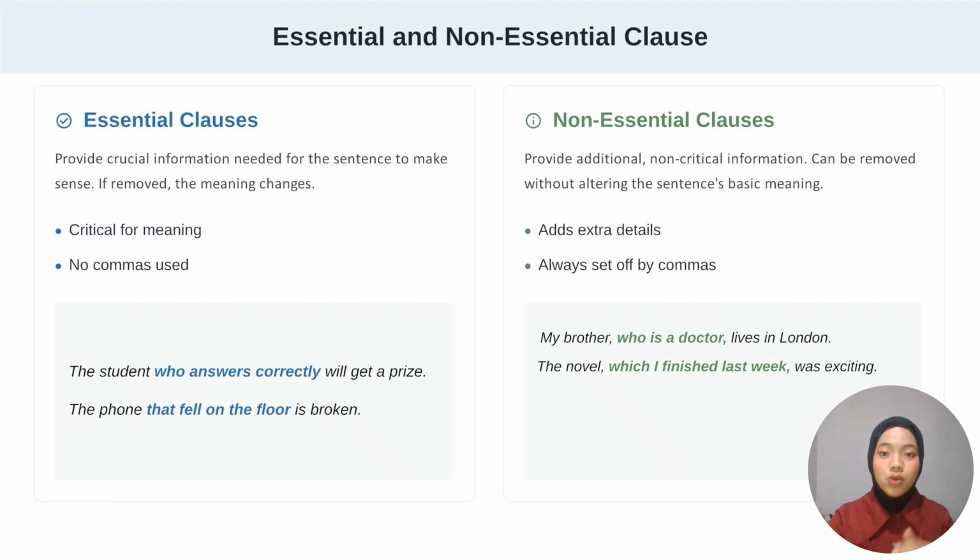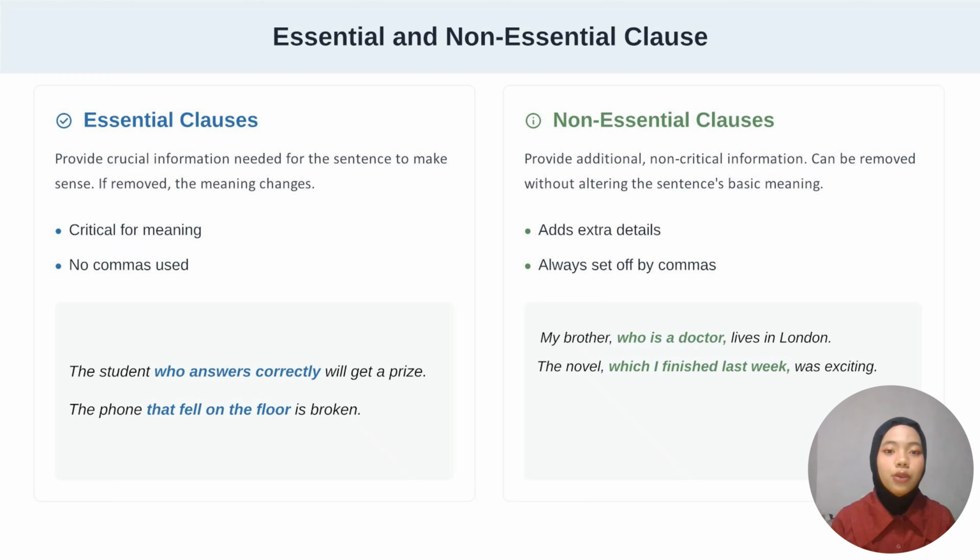Now let's move on to non-essential clauses. These clauses only add extra information that is helpful. The meaning is still clear even if we remove the clause, so we use commas. For example, my brother, who is a doctor, lives in London. The clause who is a doctor is extra information. We already know which brother, so it becomes non-essential.